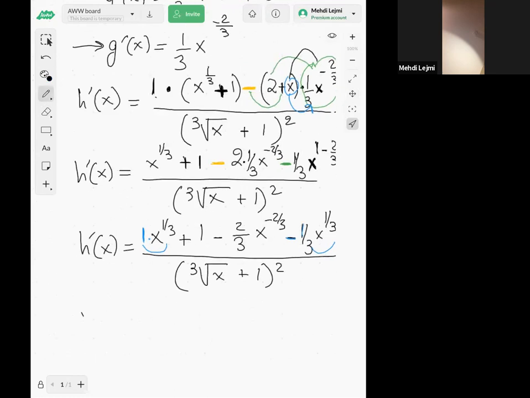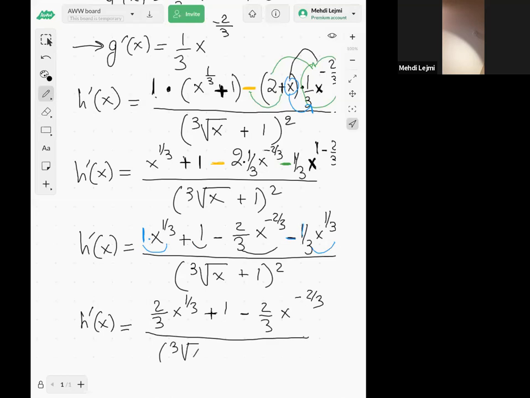Our h prime of x. So it's going to be 1 minus 1/3, that will be 2/3 times x to the power 1/3. And then here we have plus 1. So here's my plus 1, and then there's this minus 2/3 x to the power negative 2/3, right? And the whole thing divided by the third root of x plus 1, squared.